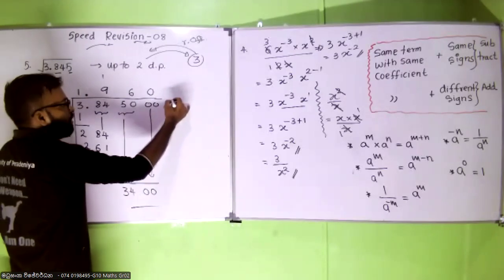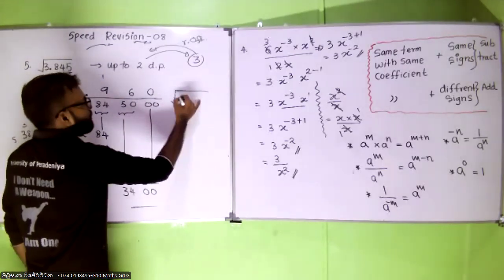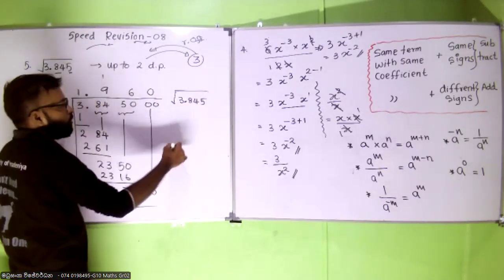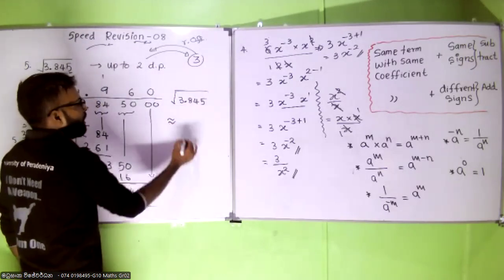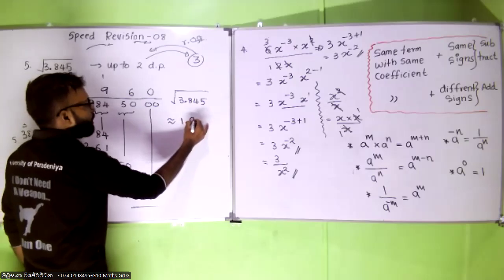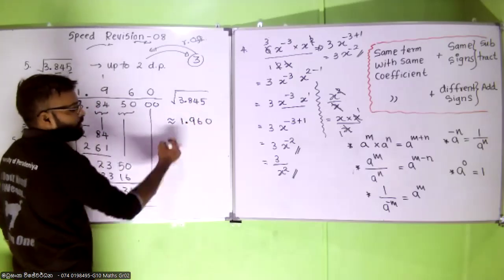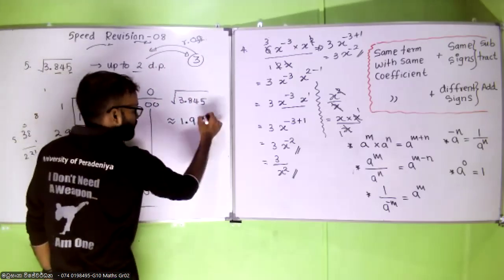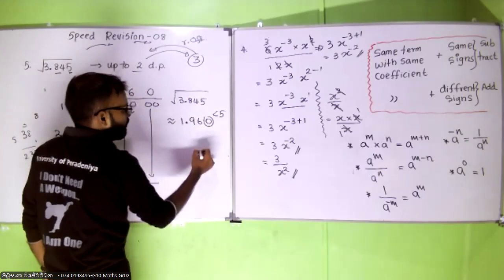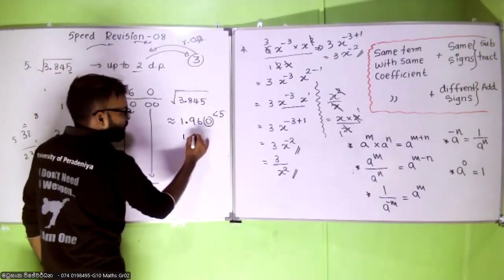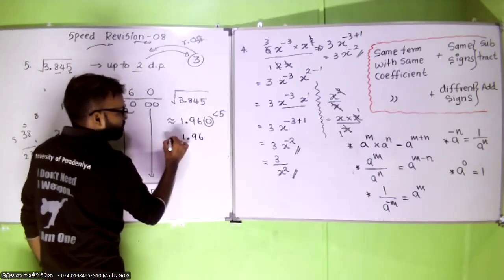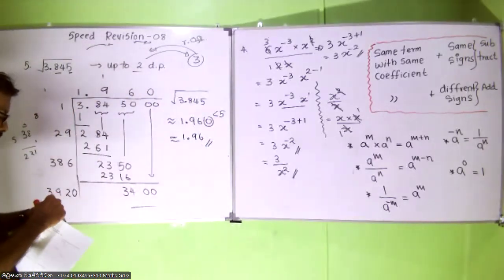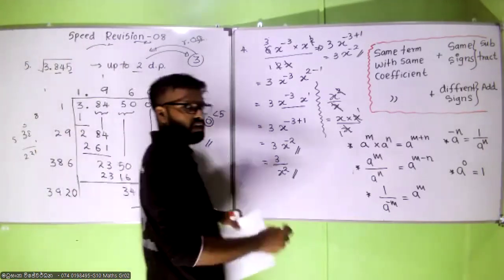So the square root of 3.845 is approximately equal to 1.960. Nice. So if we want 2 decimal places, and there are 3 decimal places, then you need to remove this. This is less than 5. So keep your answer as 1.96. This should be the answer, right? Correct?